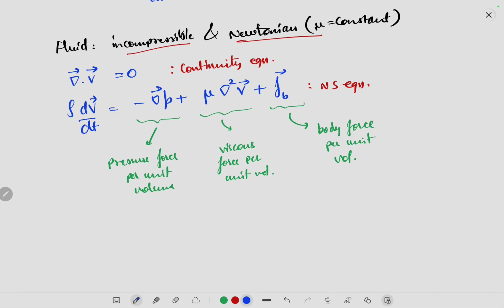Let's also write about this dv by dt. This d by dt is the material derivative, which can also be written like this.